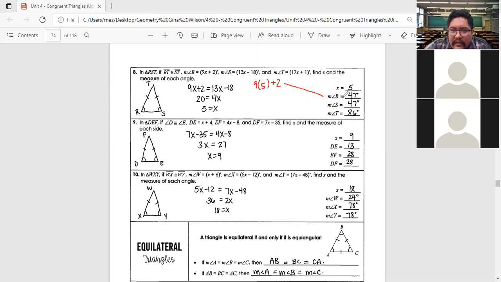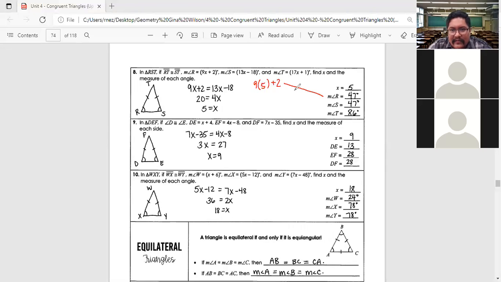And then to get the next one, angle S. Since we know this is an isosceles triangle, the angles are the same as the sides, right? So angles are the same, sides are the same. So we could probably just say this is also 47 degrees. Now we could double check it just in case we made a mistake, by plugging it into the other one. But in this case, I'm pretty sure that's the right answer.